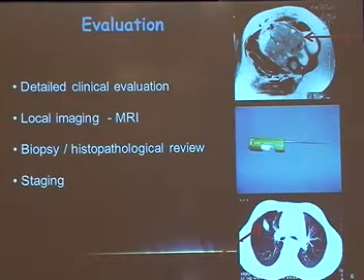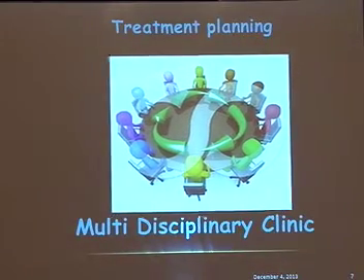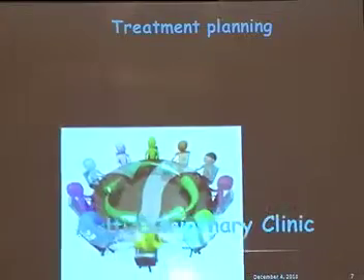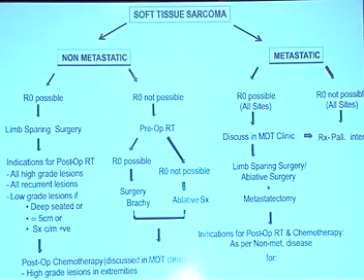Staging was done with the help of a CT thorax to rule out lung mets, and ultrasound of the axilla and groin for upper limb and lower limb respectively to rule out lymph node metastasis. Each patient was discussed in a multimodality clinic which had a surgeon, a radiotherapist, a medical oncologist, a radiologist, a physiotherapist and an occupational therapist. We base our treatment on these guidelines. These are the guidelines proposed by Tata Memorial Center in their evidence-based medicine.